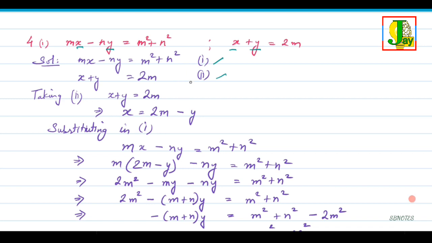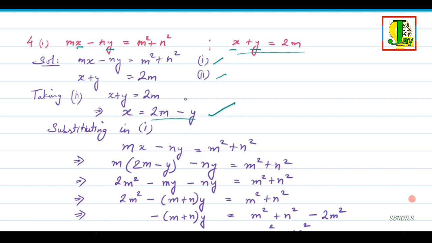Now what we are going to do, using the first step, is choose one of those two equations, and I think the second one is easier if we take it. So we are taking the second equation first, x plus y equals 2m. In terms of y we have x, so x equals 2m minus y.